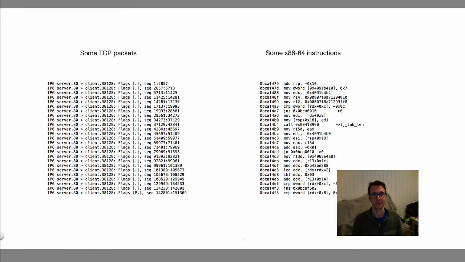So here we go. I have a little diagram here. On the left hand side I have some TCP packets, and on the right hand side I have some x86 instructions. I've actually chosen these packets and instructions at random, so please don't bother trying to see what they mean. We just need some to look at. And what I'm going to do is first run through how the TCP would send the packets, and then run through how the x86 would execute the instructions and see the similarities.